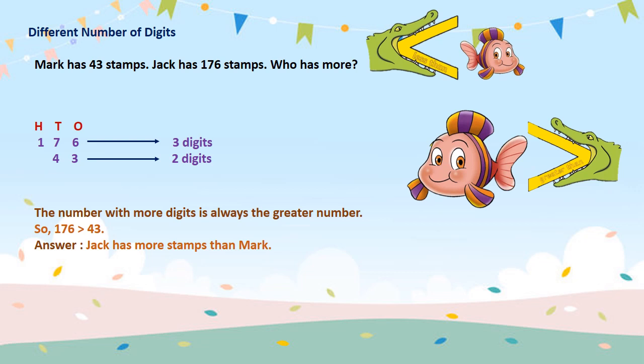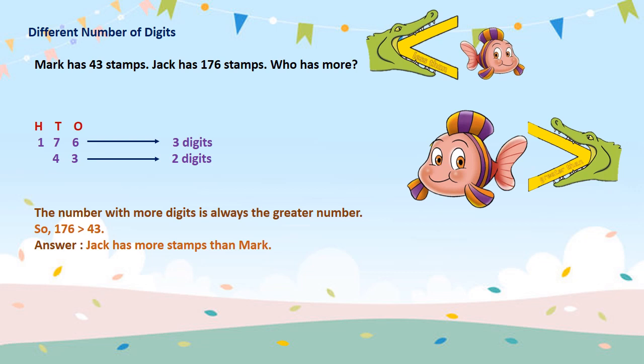In 176, 1 comes under the hundreds column, 7 comes under the tens column, and 6 under the ones column. And in 43, there are only 2 digits, where 4 is under the tens column and 3 is under the ones column. There is no digit under the hundreds column. So the number with more digits is always the greater number. So 176 is greater than 43.